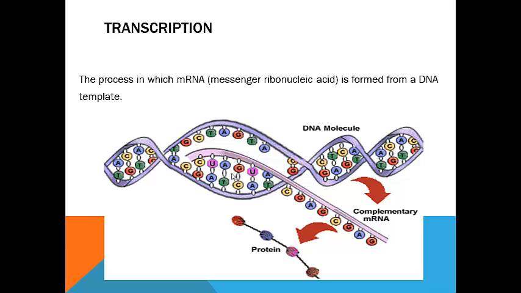This is transcription. The process in which messenger RNA is formed from a DNA template. In all RNA, the nucleotides are the same as those in DNA, except that uracil substitutes for thymine. Errors may occur during transcription, causing problems in development.